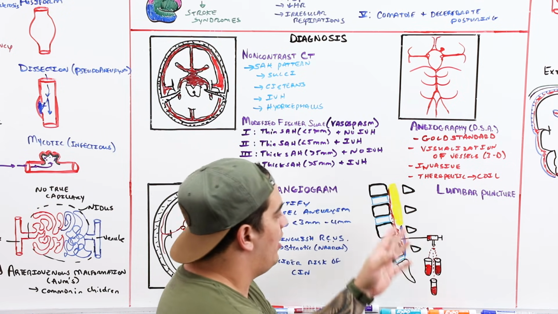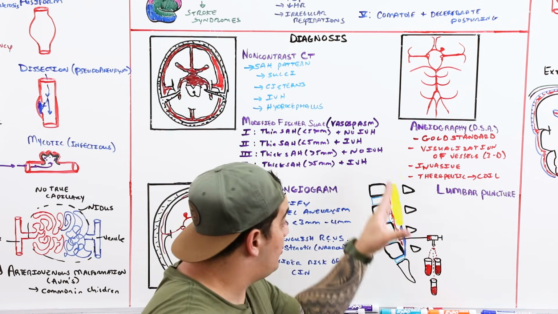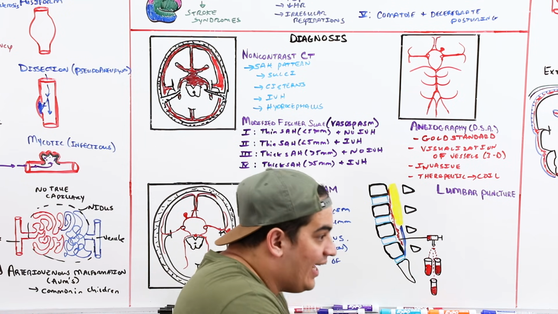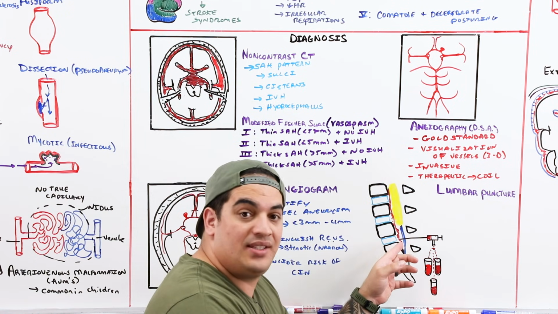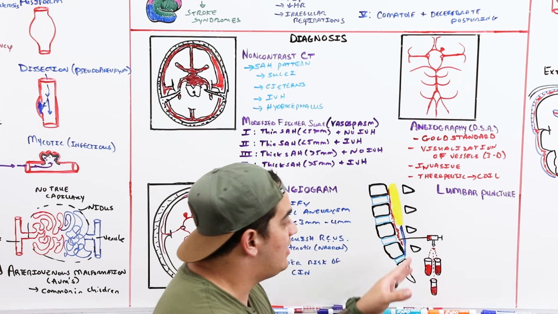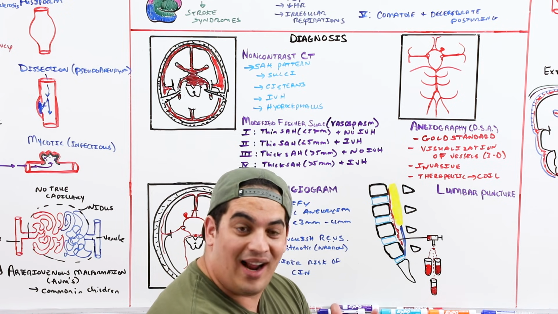So a lumbar puncture, remember the subarachnoid space isn't just within kind of the brain and brainstem area, it also extends all the way down that spinal cord, right? And so what we can do is we can take and tap into the subarachnoid space near the lumbar area, L3, L4 interspace. Take some of the CSF and guess what's going to be in that subarachnoid space? Blood if you have a subarachnoid hemorrhage.